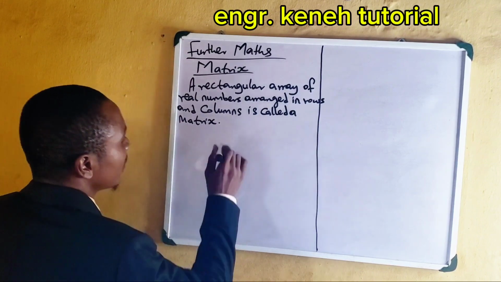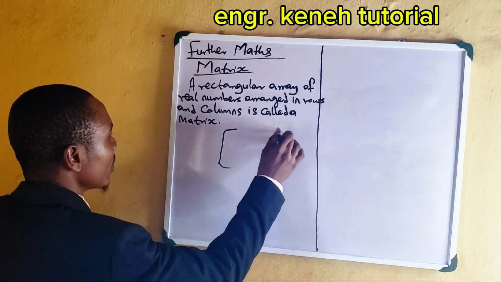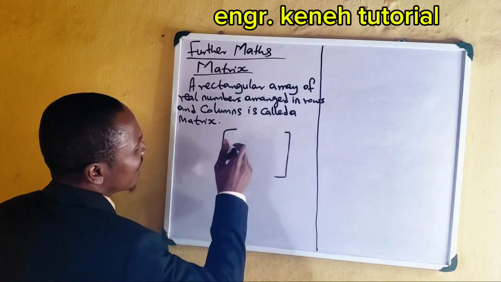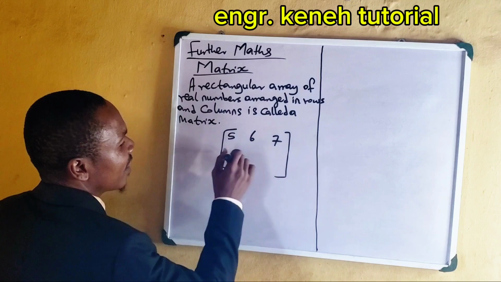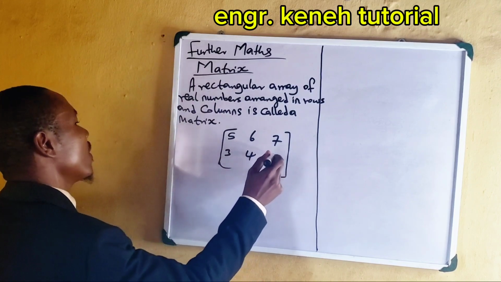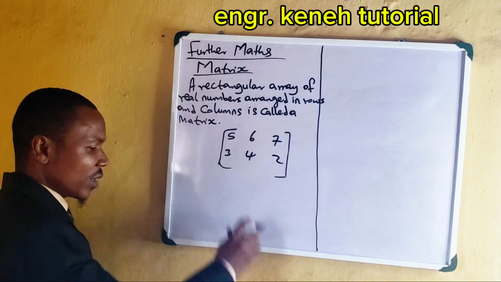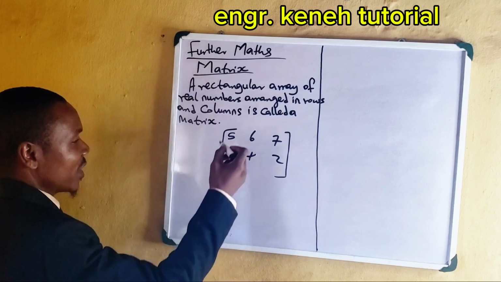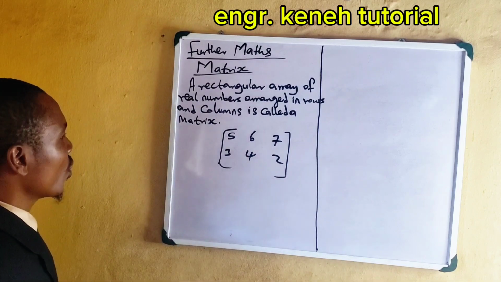Right? For example, look at what we are talking about here. We have something like this. Can you see? This is rectangular in shape. When you have something like this, assuming you have 5, 6, maybe 7 here, you have 3, 4, and maybe 2 here, this is what we know as what? A matrix. As you can see, it has the shape of a rectangle.